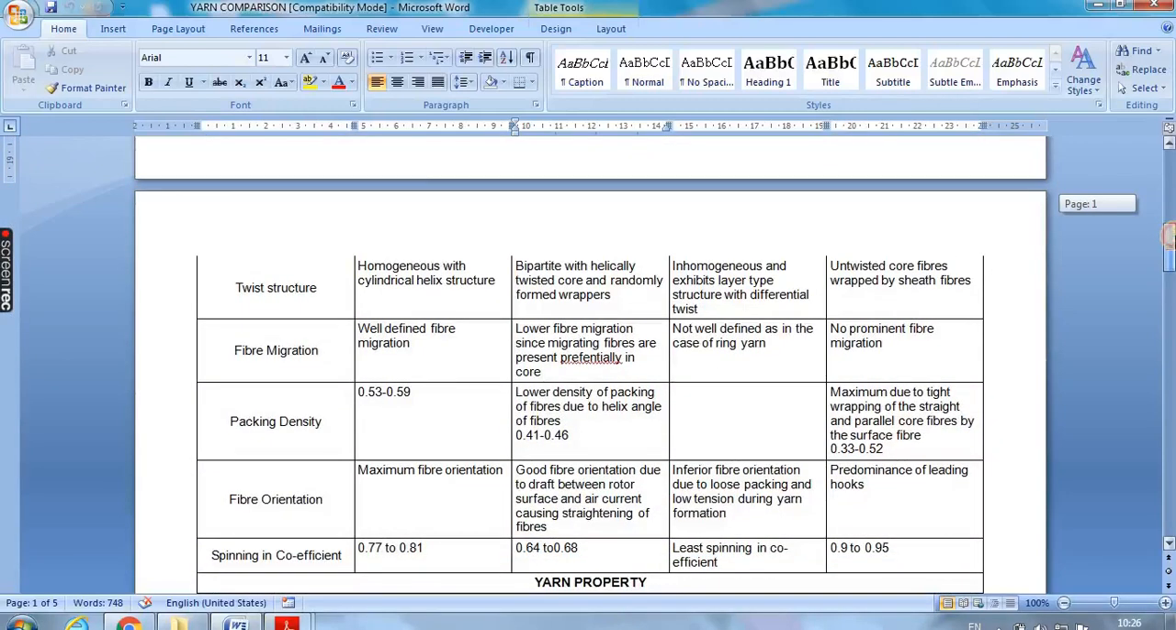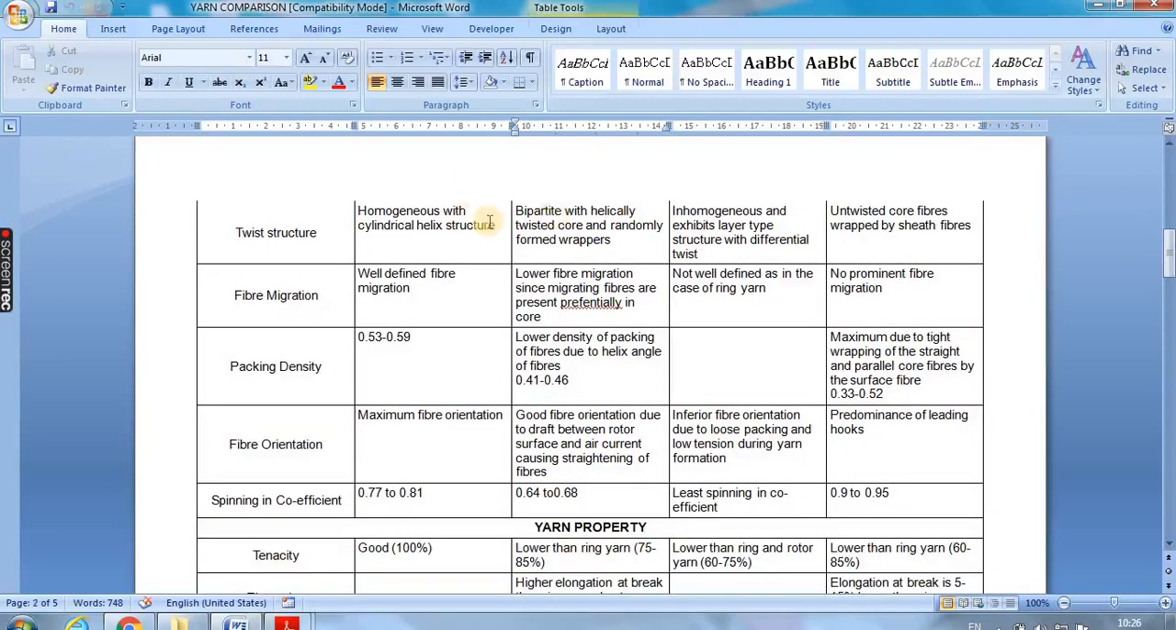Coming to the twist structure, it is a homogeneous cylindrical helix structure. Homogeneous means the twist is uniform from core to the sheath. But in the case of rotor, we call it a bipartite structure. Bipartite means two different structures. So the core is having high twist and the sheath is having very low twist. So that is what we call bipartite yarn structure.